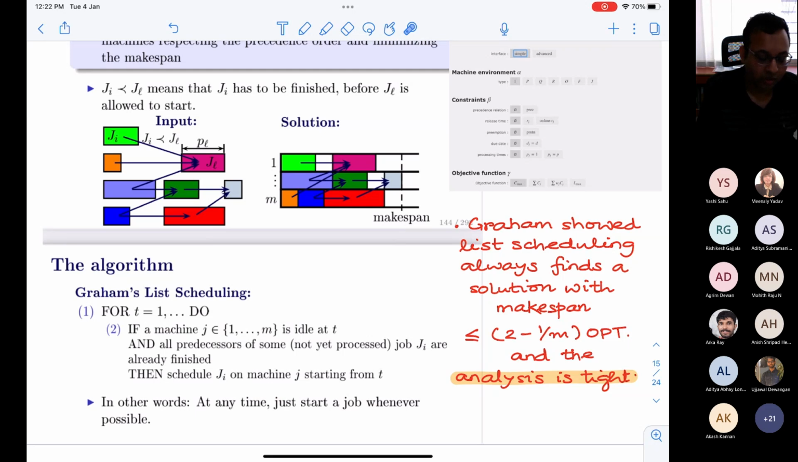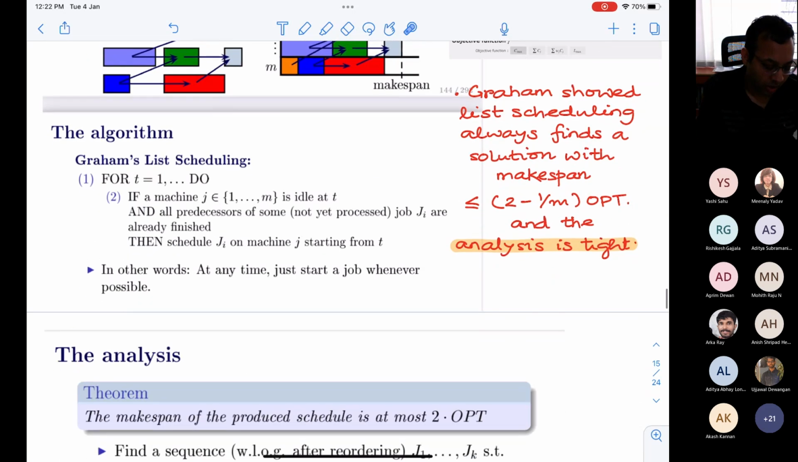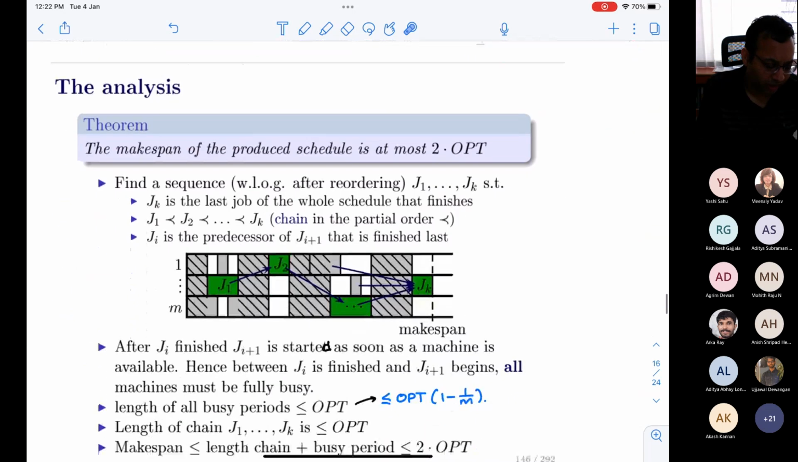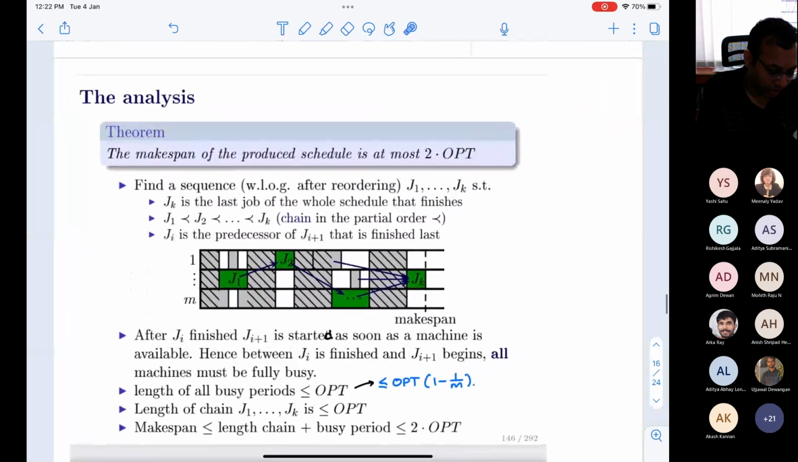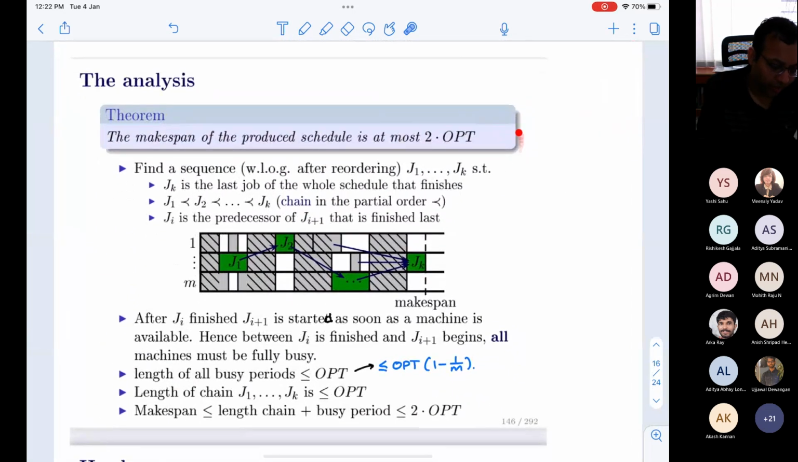So we can always show that this list scheduling will find a schedule with this makespan, and you can actually show it's tight. So there is some instance for which this is giving you 2 minus 1 by m times the opt makespan. And it's not too difficult to see the analysis idea. So let's go to one slide. This is just showing a proof of 2-opt. So let me pause for a couple of seconds and then I'll go over the proof.